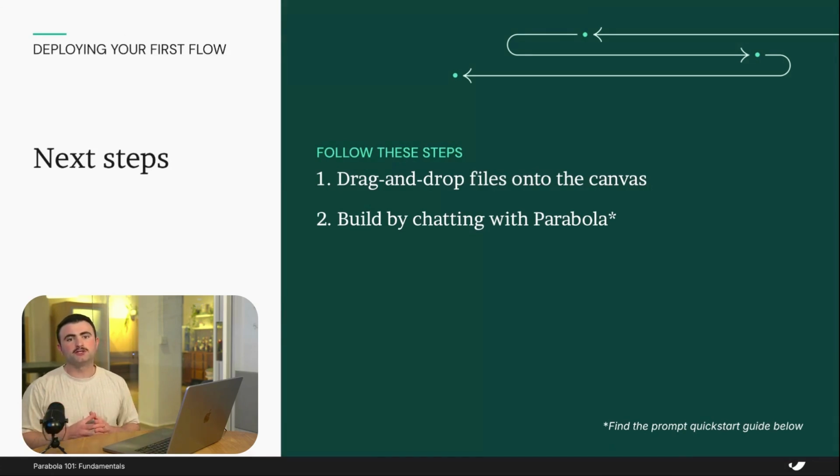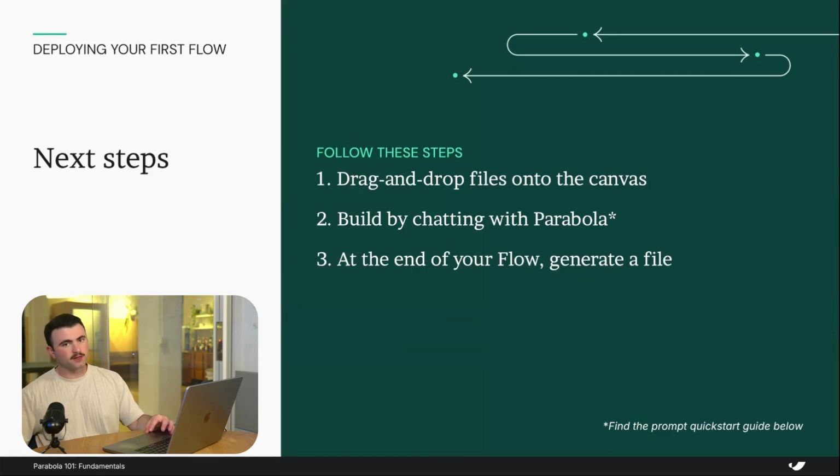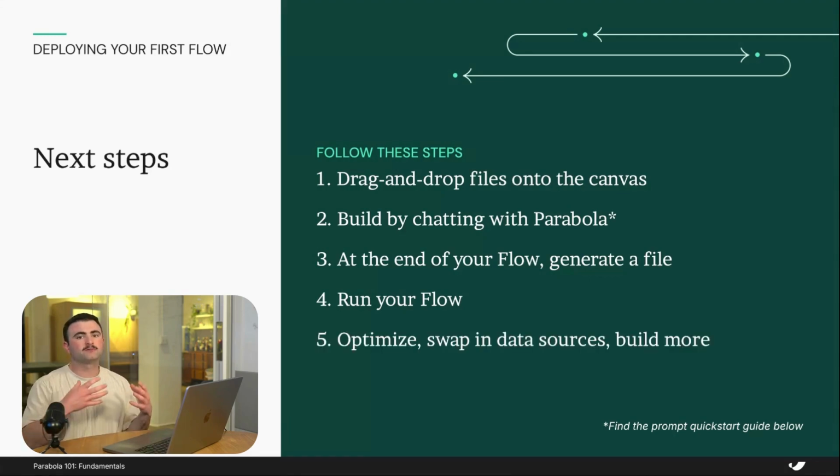If you scroll down on this page, you're going to see that we took the questions from the previous slide and turned it into a template to make it really fast and easy for you to get your thoughts into words and start building in Parabola. After you're building with chat, at the end of the flow, for your first flow, I'd recommend generating a static file like an Excel or CSV file before you actually run your flow and get that data. Once you've run an initial flow and you're getting more comfortable, then you can start to really optimize that workflow. You can swap in different integrations and live data sources, and ultimately build more and more use cases.